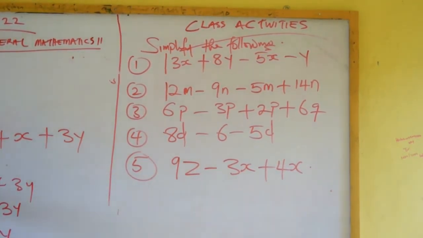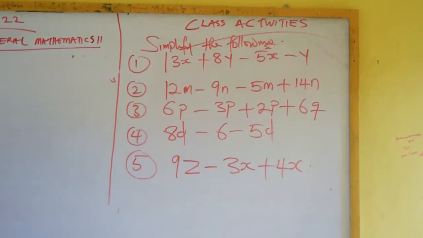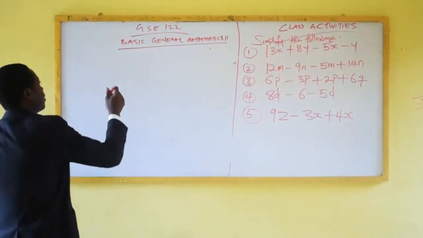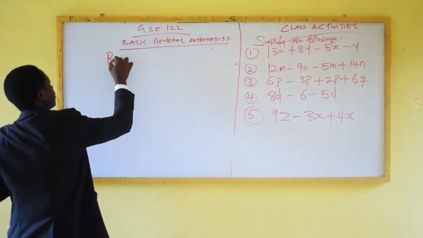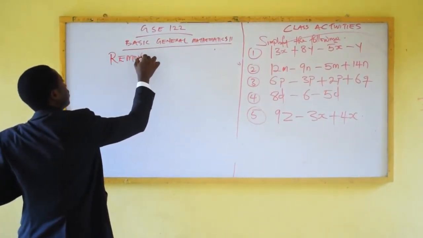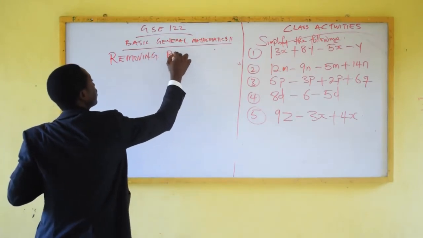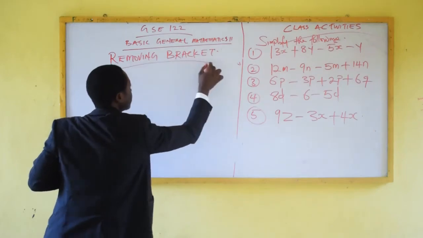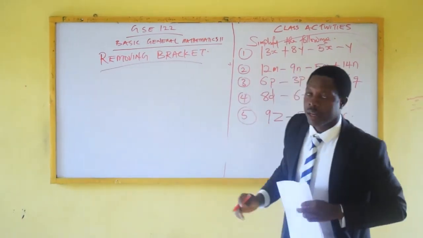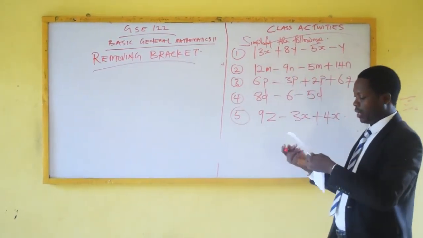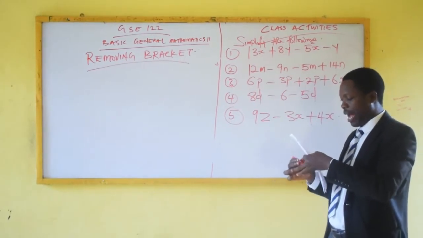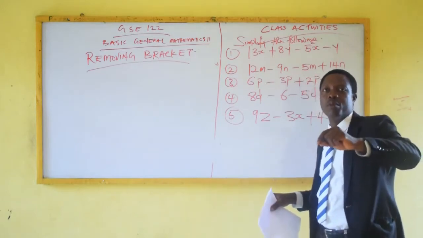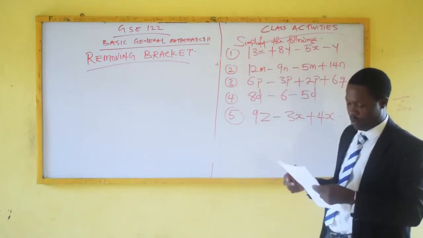And that will take us to the next section, still under the first topic, and that is removing brackets. Now, if any quantity multiplies the terms inside the bracket, every term inside that bracket will be multiplied by that quantity. Now, I will show you an example of what we're talking about.